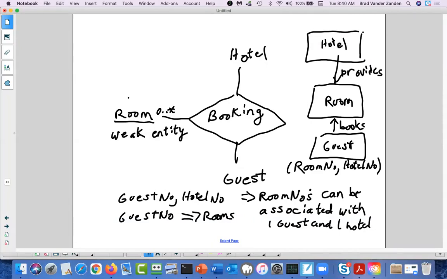So I'm going to accept either answer in the future, just because, as I said, the principal relationship is between the guest and the room, and that encompasses the fact that it's with a hotel, because the room includes a room number and a hotel number. So, questions about that?